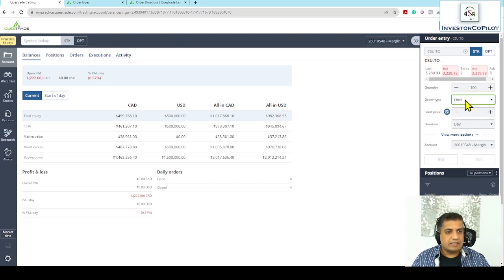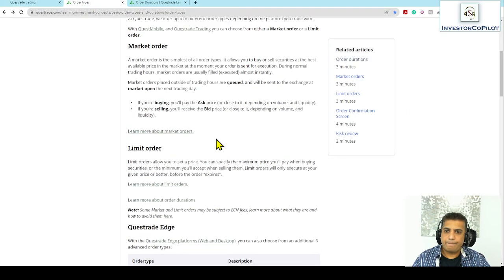Next type of order is a limit order. As soon as you select limit as the order type, you get this prompt to input the limit price. Now, let's look at the definition of limit order. Limit orders allow you to set a price, as we saw. You can specify the maximum price you'll pay when buying securities or the minimum price you'll accept when selling them. Limit orders will only execute at your given price or better before the order expires.